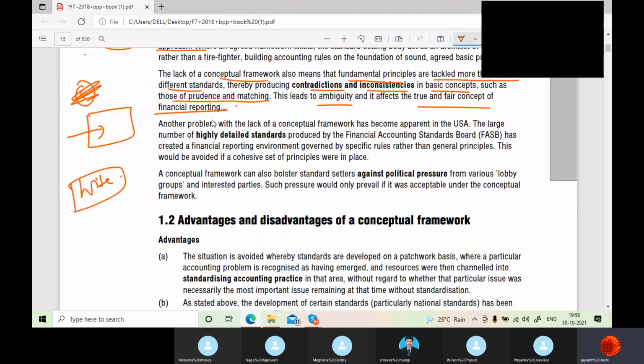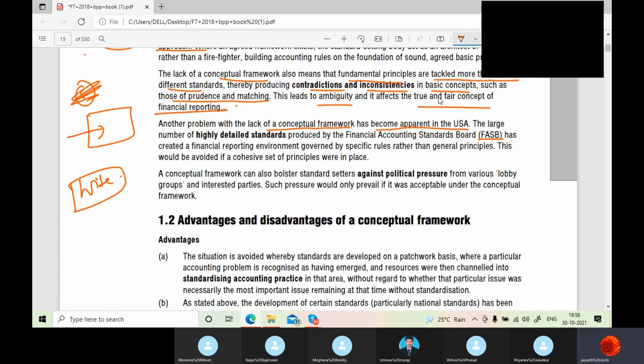Now, another problem with lack of conceptual framework has become apparent in USA. See, USA, they follow US GAAP and they follow the standards made by Financial Accounting Standards Board. They don't follow the standards made by IASB, International Accounting Standards Board. There's no concept of conceptual framework in United States, okay? So they don't follow it. And it's a big problem, which is what they are facing.